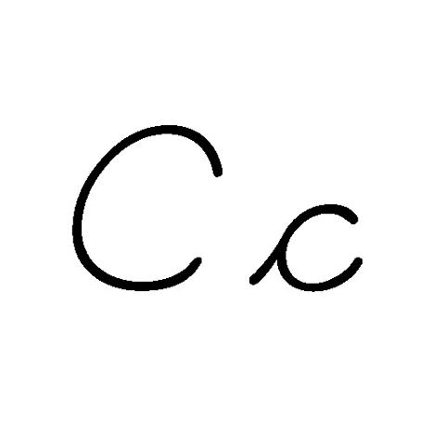C is the third letter in the English alphabet and a letter of the alphabets of many other writing systems, which inherited it from the Latin alphabet. It is also the third letter of the ISO basic Latin alphabet. It is named C, pronounced "see" in English.